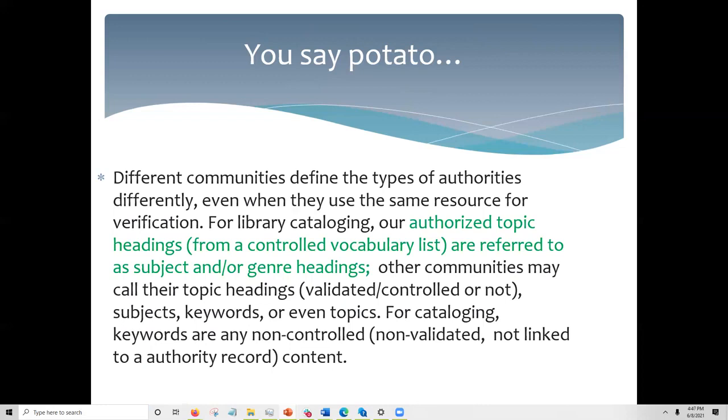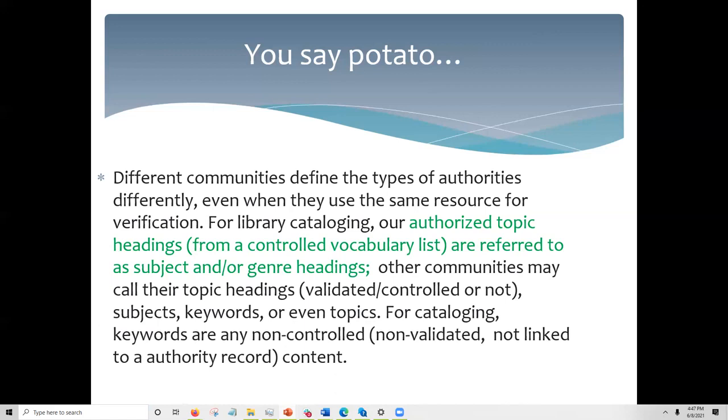There are other Library of Congress thesauri that we may use, and there are some other thesauri we use out there too, like the Sears children's subject headings, things like that. So we refer to those as subject or genre headings. Other communities may call them something completely different. So they may call their topic headings subjects, keywords, or even topics, and they may or may not validate, check, control, or manage them in any way.